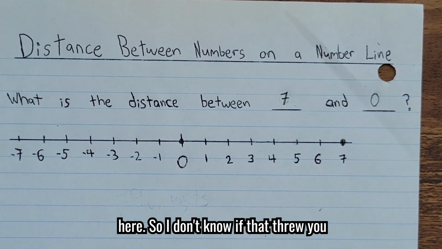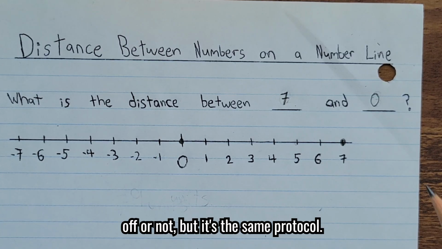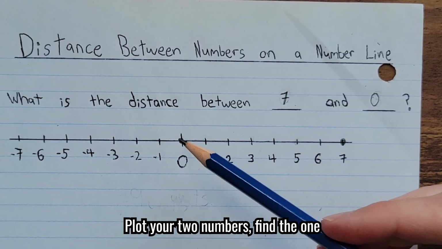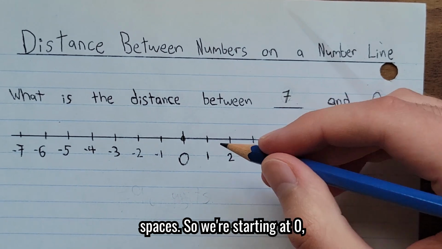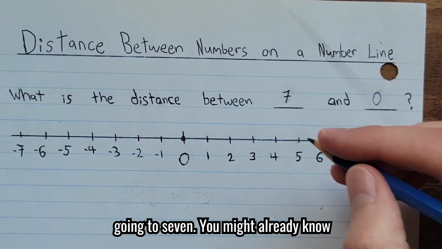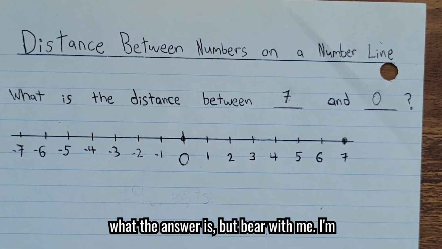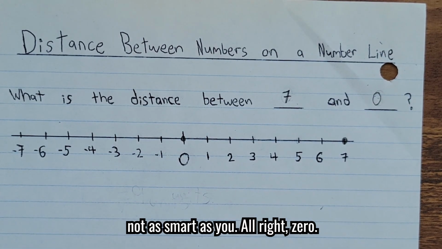So I don't know if that threw you off or not, but it's the same protocol. Plot your two numbers, find the one that's on the left, and then count the spaces. So we're starting at 0, going to 7. You might already know what the answer is, but bear with me. I'm not as smart as you.